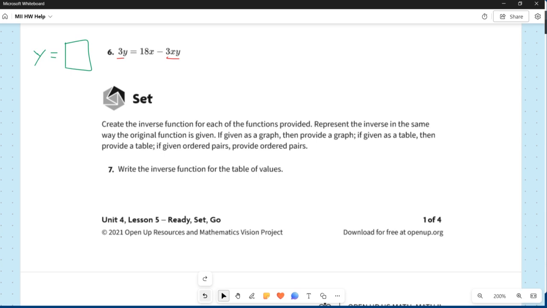The other thing, if I'm being honest, I actually didn't catch this right away when I was doing this problem. The other thing is that in this equation, and this actually has nothing to do with isolating y, this is just the nature of this equation as it's written. Notice that we have a 3, an 18, and a 3.